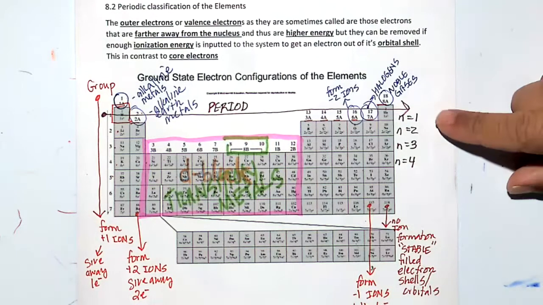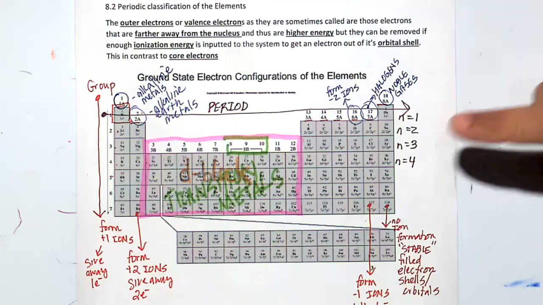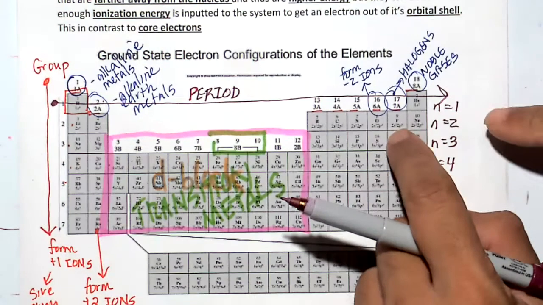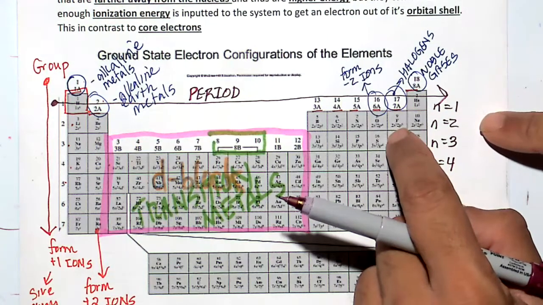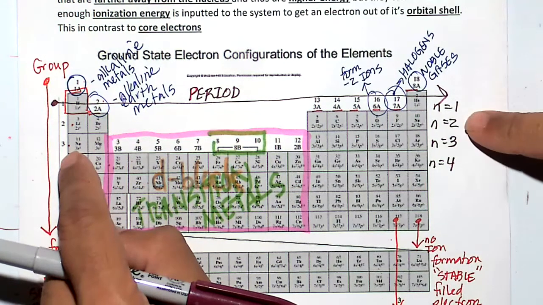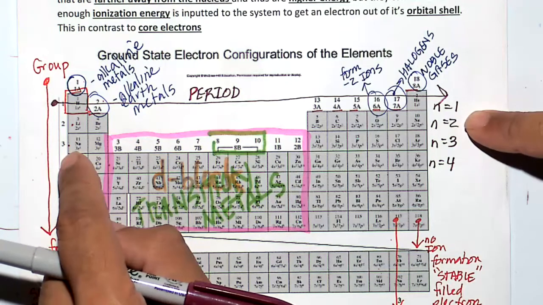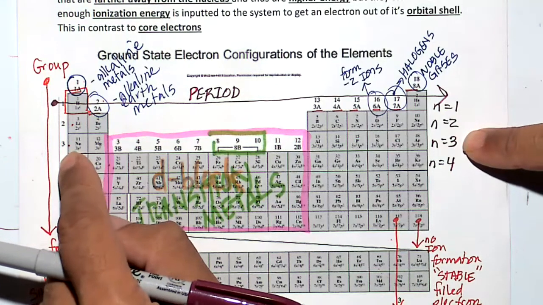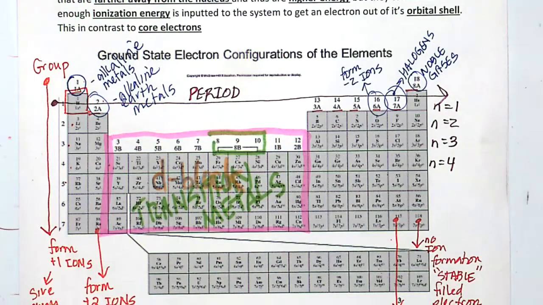Okay, so period 1, period 2 would be the second row. So fluorine, I know this is blurry, fluorine would be period 2. That element is housed in period 2. Okay, sodium. What period is sodium in? What row is it in? It's in row 3, so it's in period 3 of the periodic table. So going left to right, we call that a period.